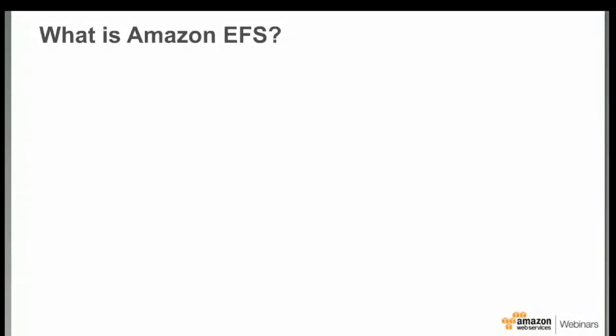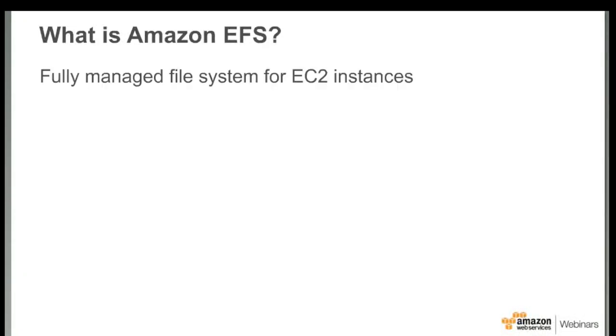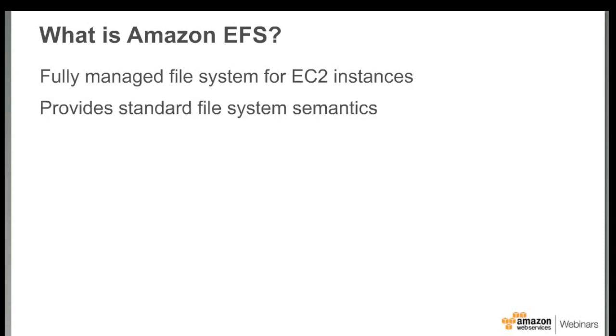So what are the features of EFS? Well, it's a fully managed file system for EC2 instances. There's no hardware to maintain, no file software layer to maintain. It's fully managed. It provides standard file system semantics. So you get what you'd expect from a file system: read after write consistency, the ability to have a hierarchical directory structure, file operations like appends and atomic renames, and the ability to write to a particular block in the middle of a file.